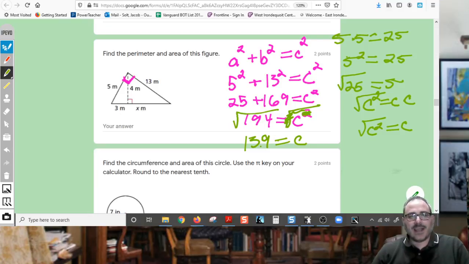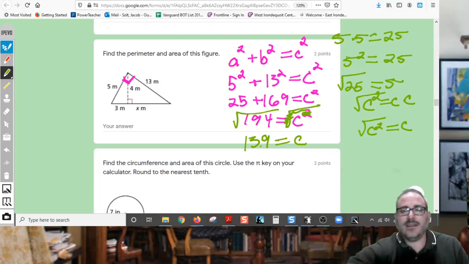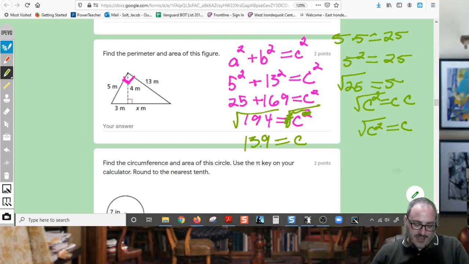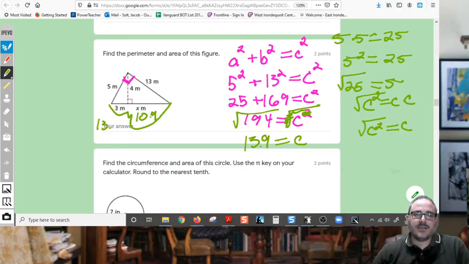How do I find out what x is? Well, I know that the whole thing is 13.9. Again, this is the logical thinking. The whole thing is 13.9. So I can figure out what x is by subtracting 3 from 13.9. 13.9 minus 3 is 10.9. So suddenly I know that this is 10.9. I know the whole thing is going to be 13.9.